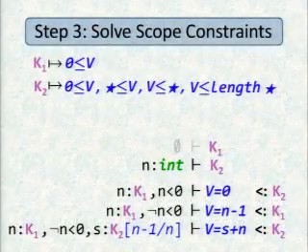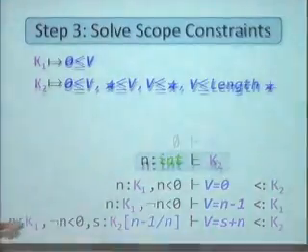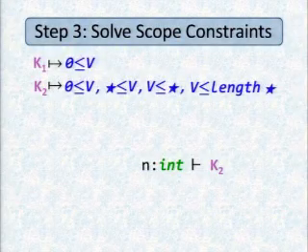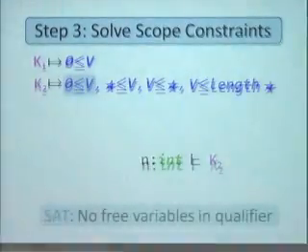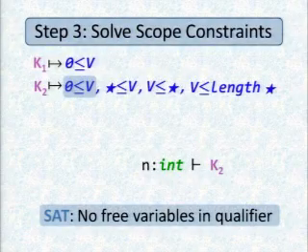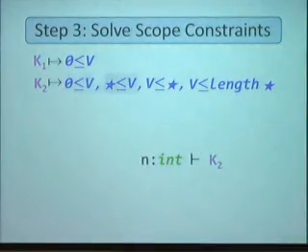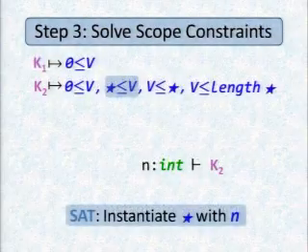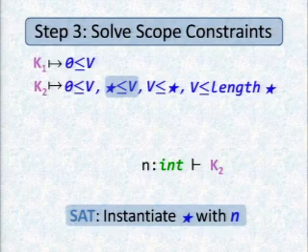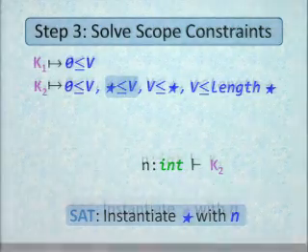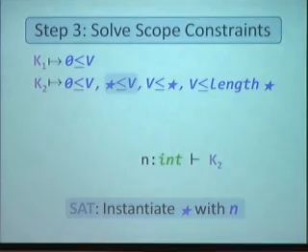Very well. Let's move along to the next one, which is the scope constraint for K2. So now notice that n is in the environment. So these stars will get instantiated with something. No free variables, so this is satisfied because there's no free variable. v greater than 0 is fine. What about star less than v? Yes, I can instantiate star with n. I am allowed to use n, so I can instantiate star with n.